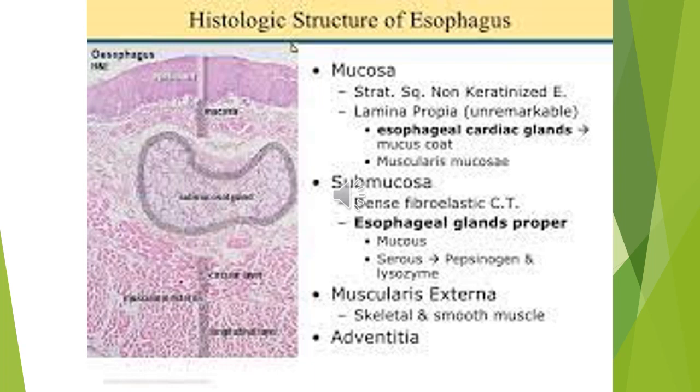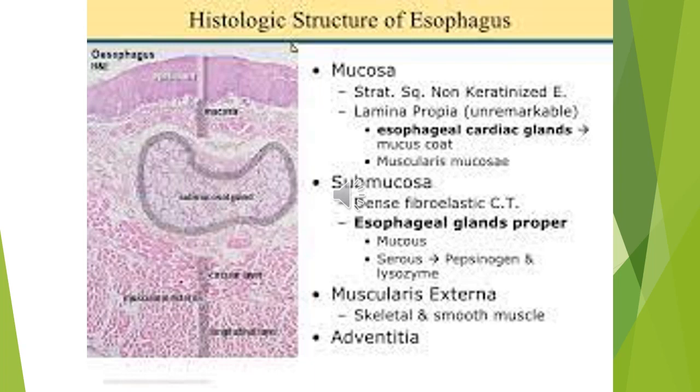While in the lamina propria, in the upper and the lower one third of the esophagus, these glands are called esophageal cardiac glands, in the submucosa they are called esophageal glands proper. The main function of the mucus secreted by these glands is to lubricate the mucosal surface of the esophagus.